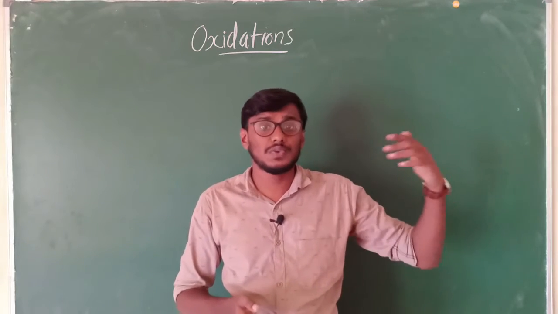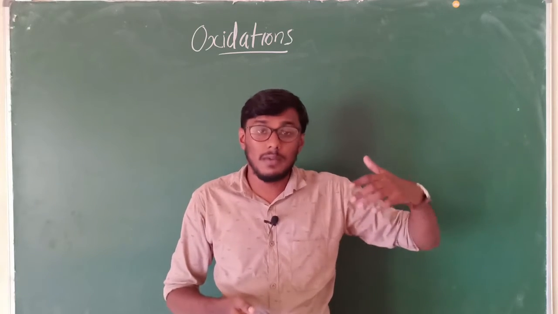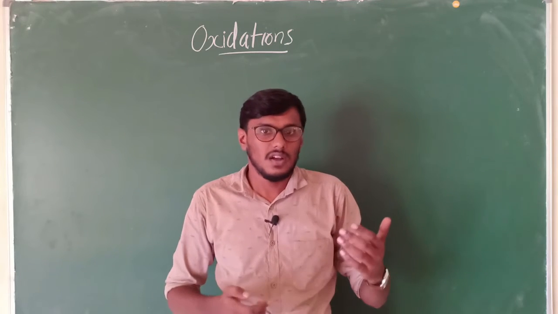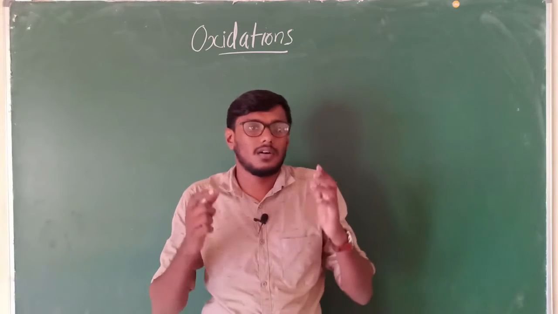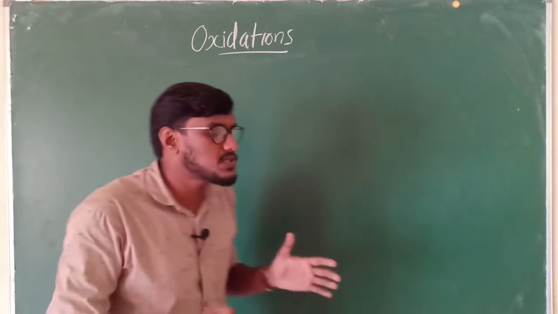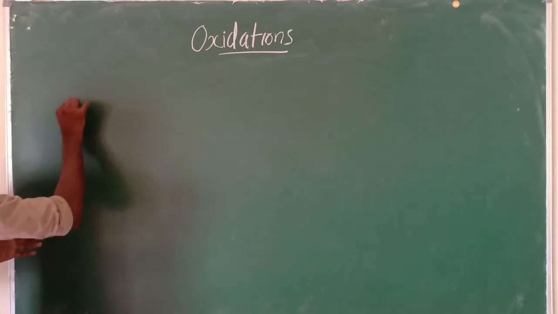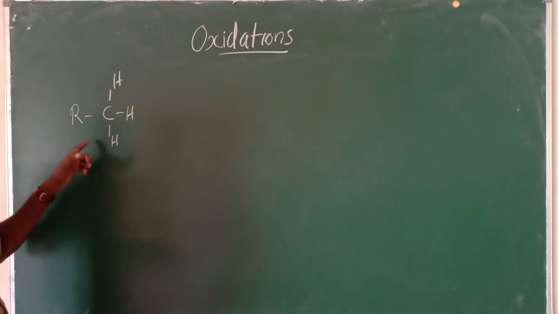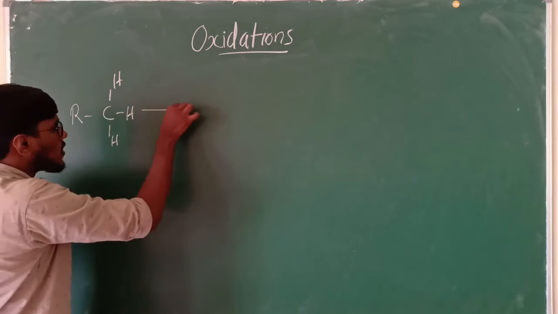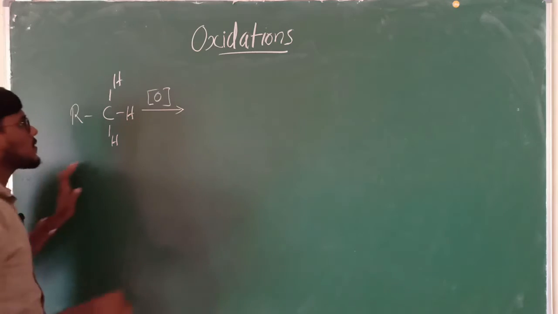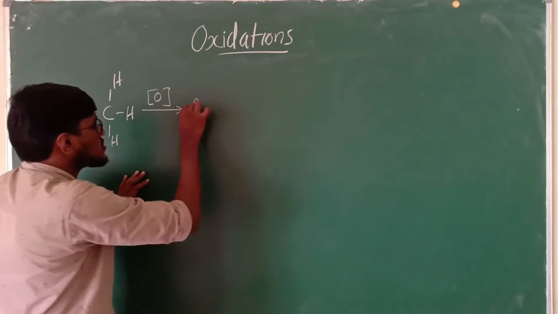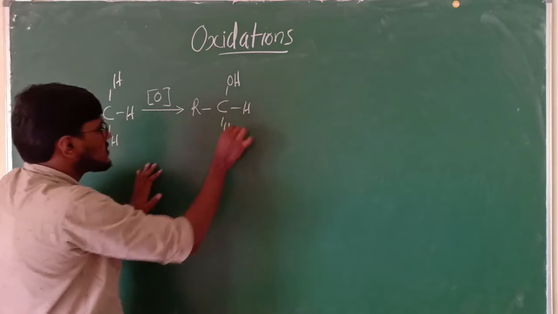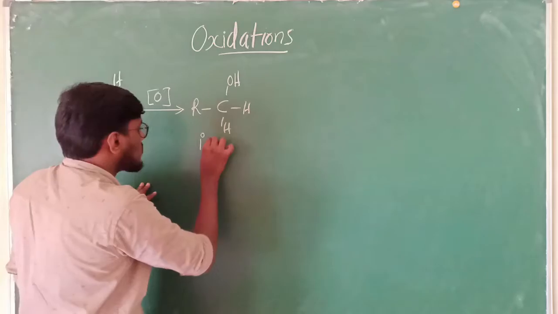Alcohols are oxidized to aldehydes or ketones, and the aldehydes may be further oxidized to carboxylic acids. For example, a general oxidation reaction of alcohol is like this. Consider a molecule R-CH2-CH3, a hydrocarbon, which on oxidation with a suitable reagent undergoes an oxidation reaction and forms R-CH2-OH. This is a primary alcohol.